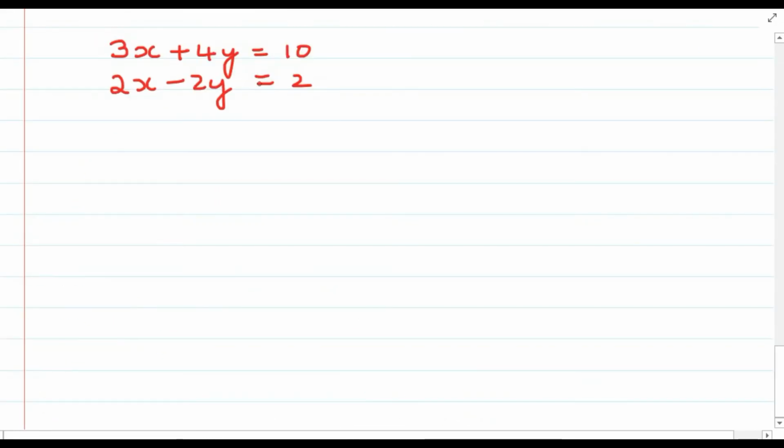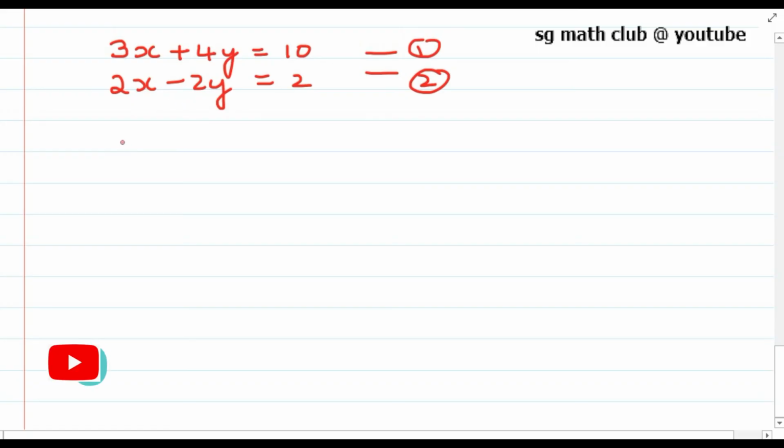Now let's solve one more question with the elimination method. The first equation is 3x plus 4y equal to 10. The second equation is 2x minus 2y equal to 2. In the first problem we made the coefficient of x the same. Here I am going to make the coefficient of y the same. To make the coefficient of y the same, what should I multiply? I have to multiply the second equation throughout with 2.